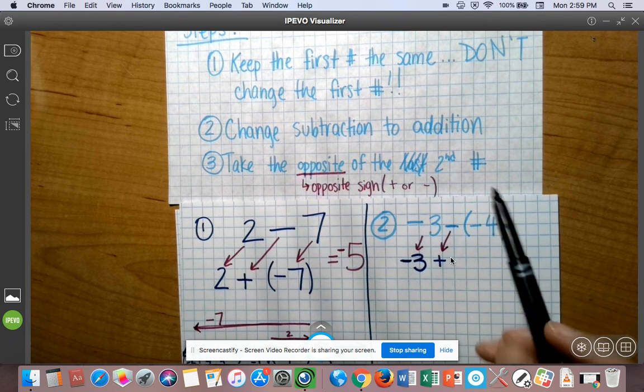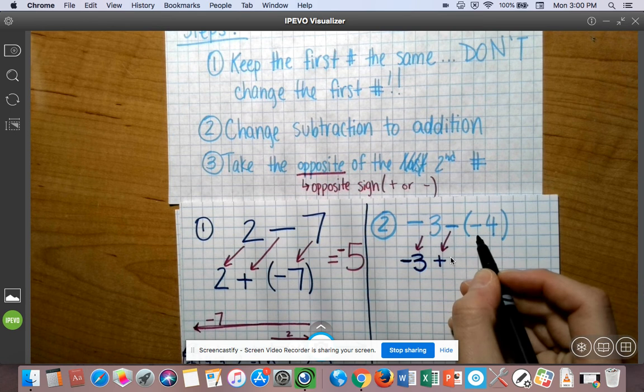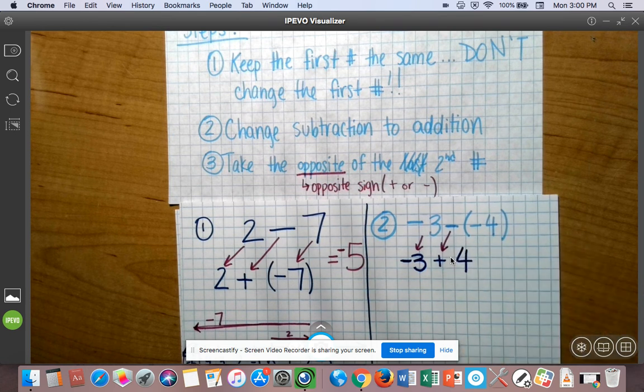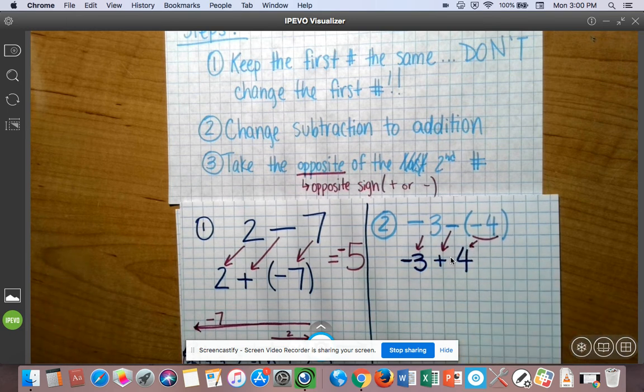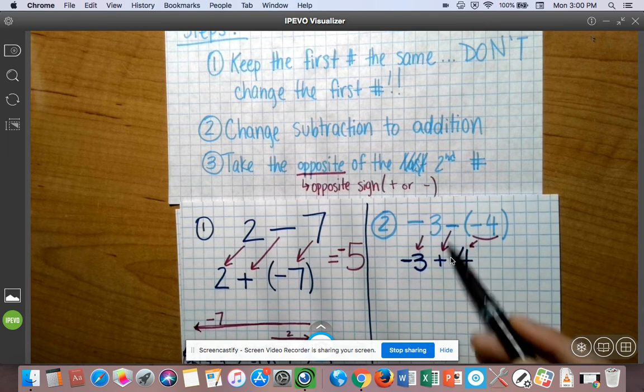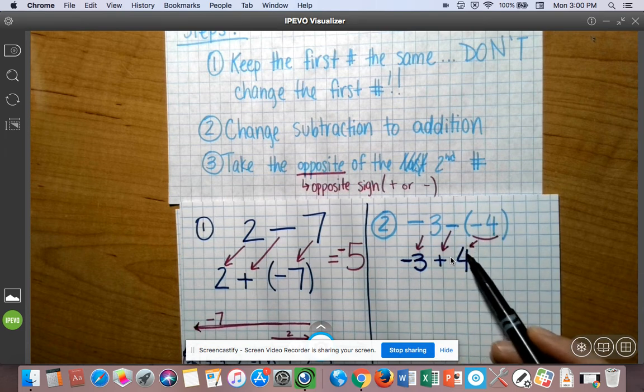Now, this is another reason why putting your second number in parentheses is helpful, because I see this second number as -4. All right, well, if I'm taking the opposite of -4, the opposite of -4 is +4. So this whole -4, the opposite is +4. So I kept my first number the same as -3, subtraction into addition, -4, the opposite is +4.